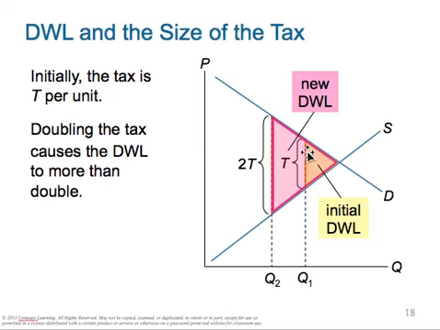So deadweight loss here versus deadweight loss overall. Deadweight loss more than doubled. The new deadweight loss is actually, in this graph, 4 times the initial deadweight loss, even though the tax is just twice as large. So as you can see, any increase in the tax is going to have exponential increases in the deadweight loss.